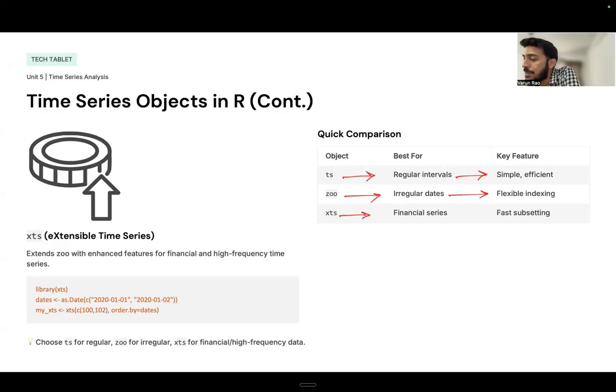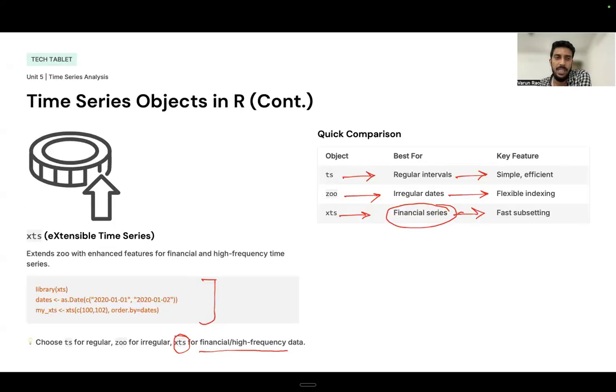And then you have XTS, which is extensible time series. This is used wherever you have financial information. And what is the specialty? It has very fast subsetting. So you can see an example in this part of the page. And I think now once you see this, you would have a decent understanding of when, which library or which function to use. Also remember XTS, which is extensible time series, is used for financial or high frequency data.